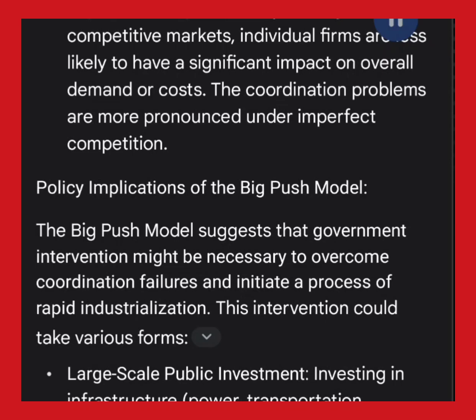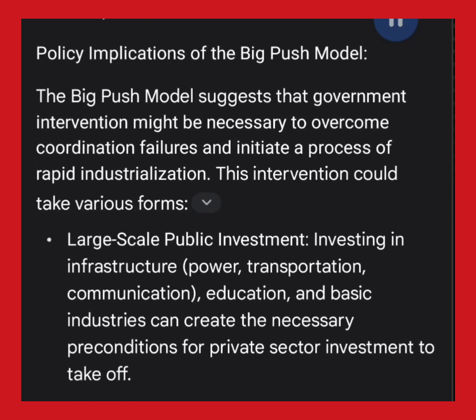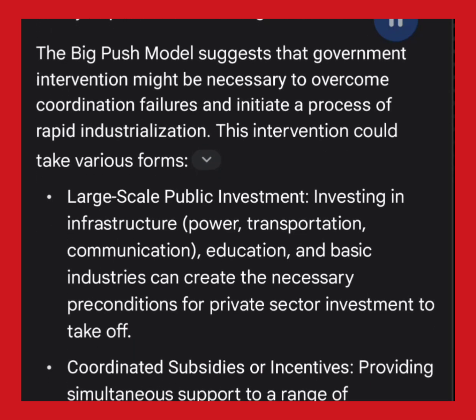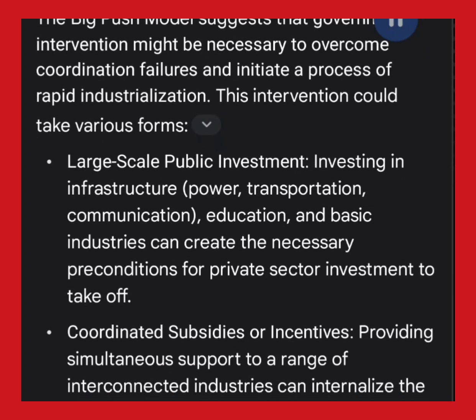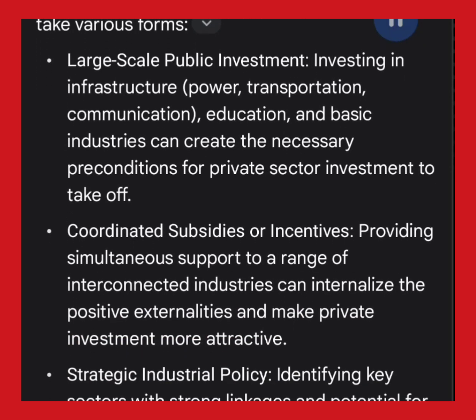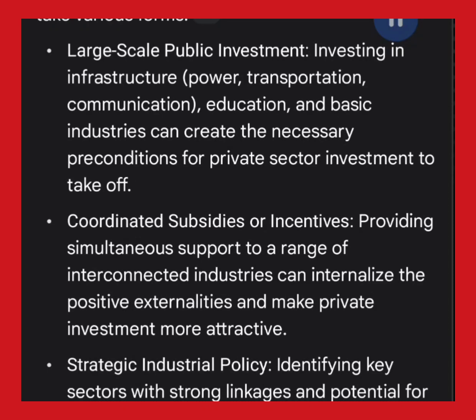Policy implications of the Big Push model. The Big Push model suggests that government intervention might be necessary to overcome coordination failures and initiate a process of rapid industrialization. This intervention could take various forms. Large-scale public investment: investing in infrastructure, power, transportation, communication, education and basic industries can create the necessary preconditions for private sector investment to take off.